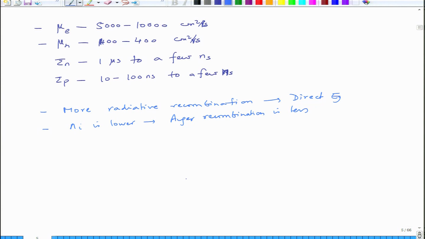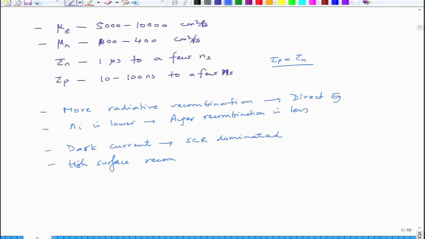And trap assisted recombination depends upon the quality, how you make it, and generally tau p is less than tau n for the same doping level. And dark current in these systems is generally SCR dominated, and they also have high surface recombination. So, these are some features of devices based on gallium arsenide solar cells.